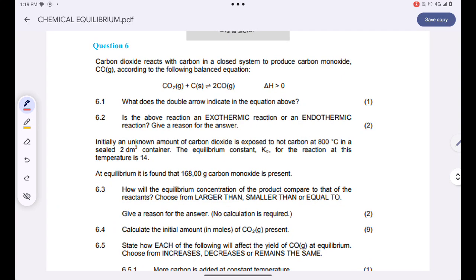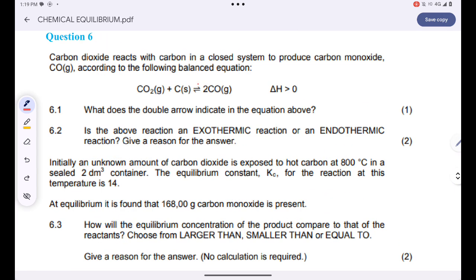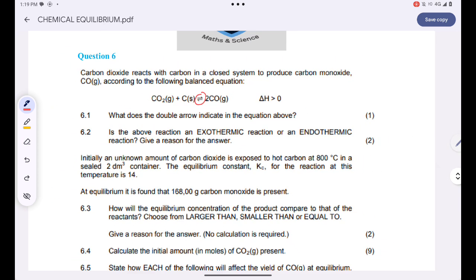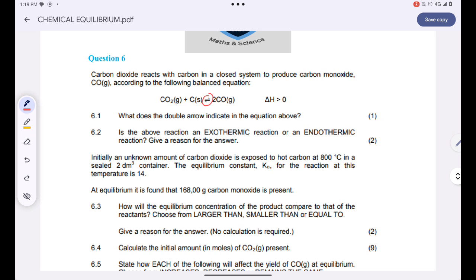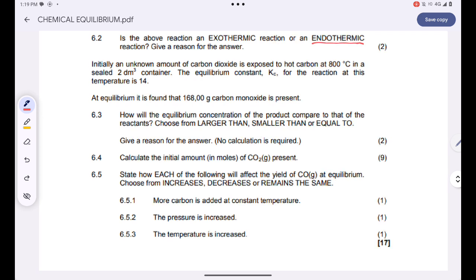Carbon dioxide reacts with carbon in a closed system to produce carbon monoxide gas according to the following balanced equation. What does the double arrow indicate in the equation above? This indicates that this equation is reversible. The double arrows indicate that the equation is reversible. Is the above reaction exothermic or endothermic? Give a reason for your answer. This is an endothermic reaction. Why? Because our change in enthalpy is positive, because our delta H is positive.